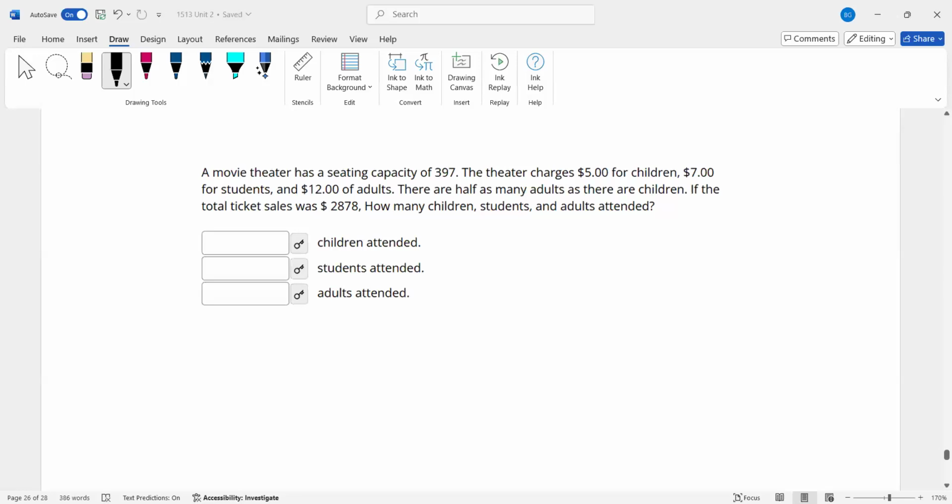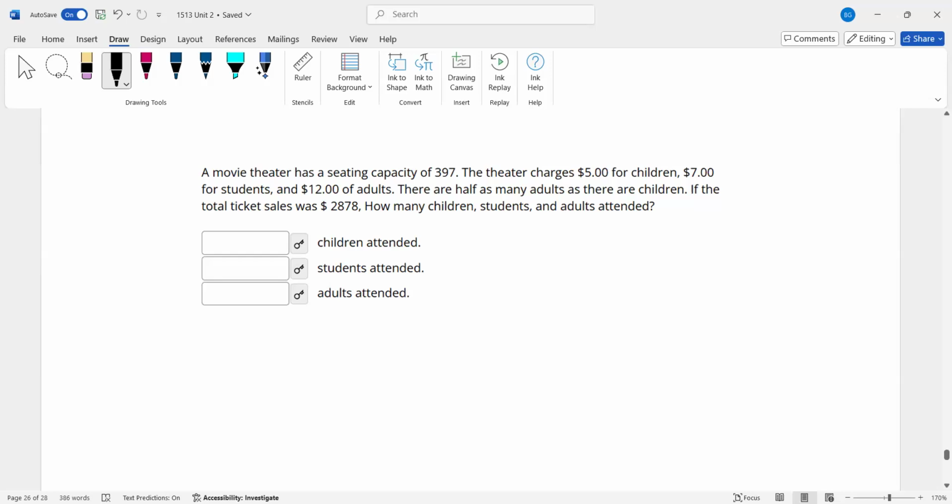Yeah, this one is an application. A movie theater has a seating capacity of 397 people. Like, you cannot, if 398 people come to the cinema theater, then one person has no seat. The theater charges $5 for children, $7 for students, and $12 for adults.